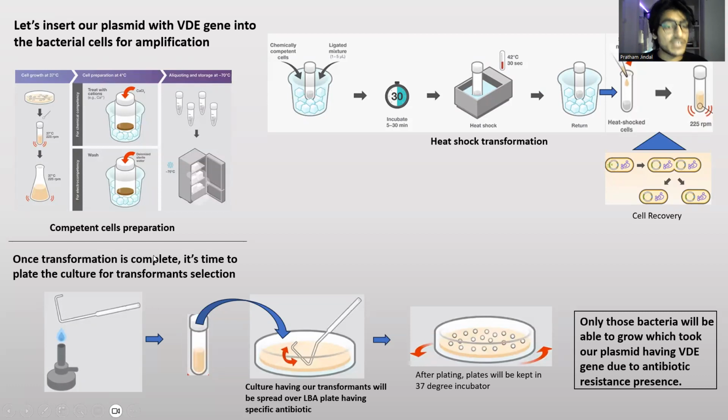Now it is time to check the transformants, because we don't know whether the competent cells actually took up the BP reaction plasmid. For that we use the spreading method. We spread the culture over an LB agar plate. This plate has a specific concentration of antibiotic, because the pDONR plasmid has resistance to the antibiotic kanamycin. Only the cells which had this plasmid with our insert will survive because of antibiotic resistance. After selecting, we get the colonies here.